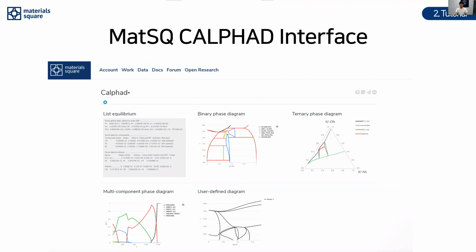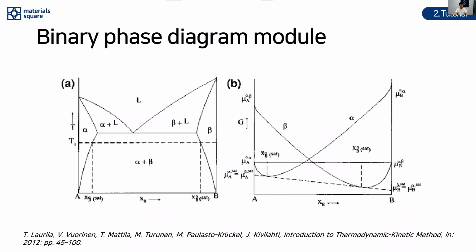Next, let's see the binary phase diagram module. The principle of binary phase diagram was already learned in undergraduate period. The binary phase diagram is determined by Gibbs energy curve in individual phase. So the quality of thermodynamic database is determined by how well model parameters of Gibbs energy curve are optimized.